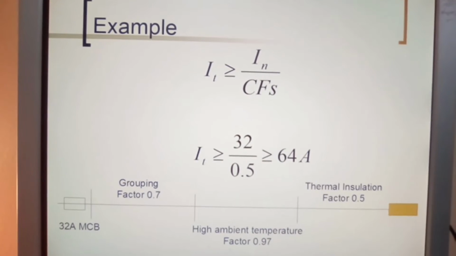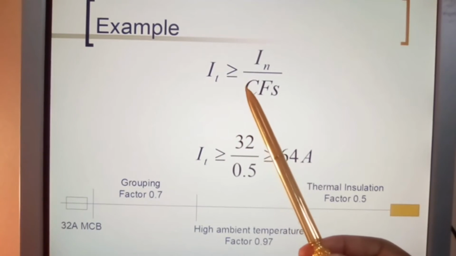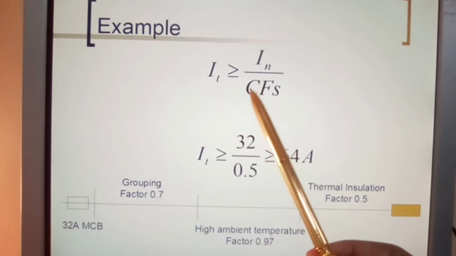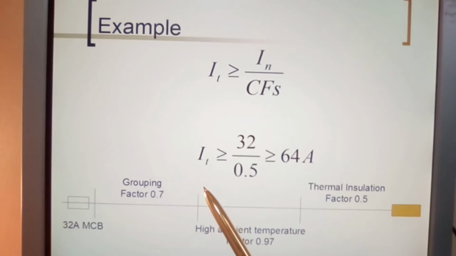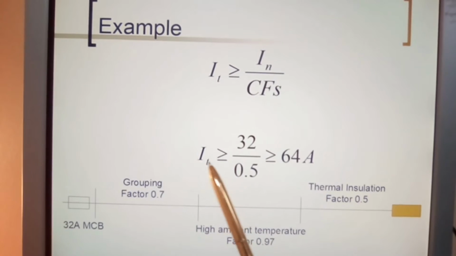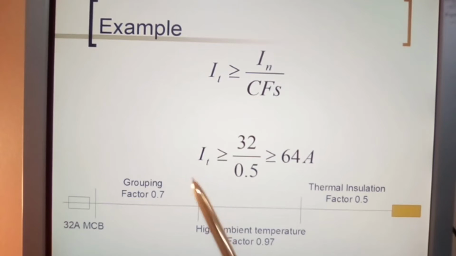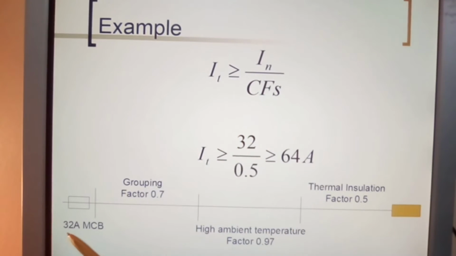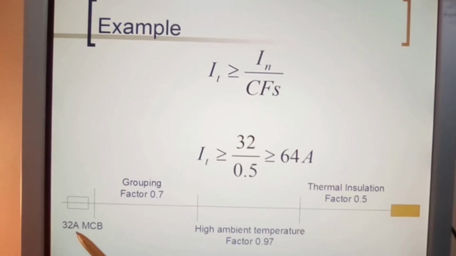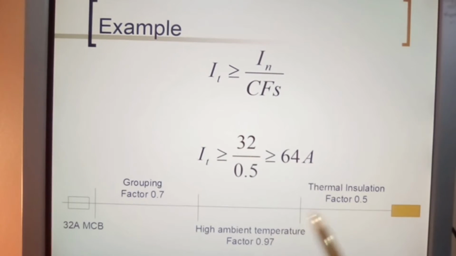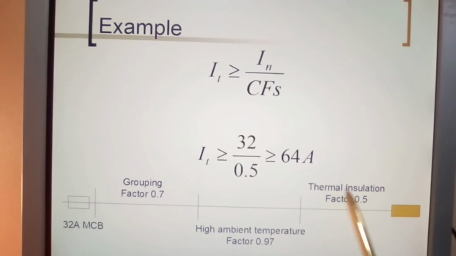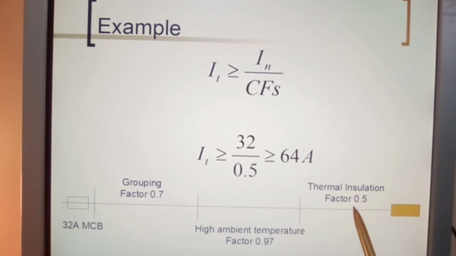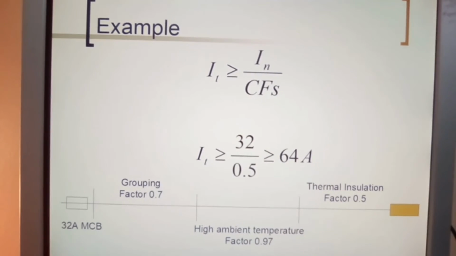Example: IT greater than or equal to IN over CFs. IT equals, now your 32 amps comes from here, your miniature circuit breaker, it's an MCB. And your 0.5 is your thermal insulation factor. And that gives you 64 amps.